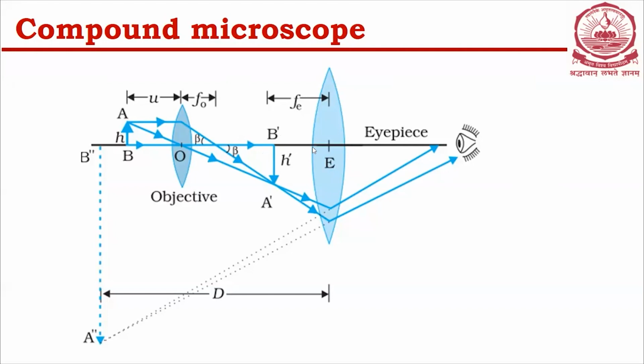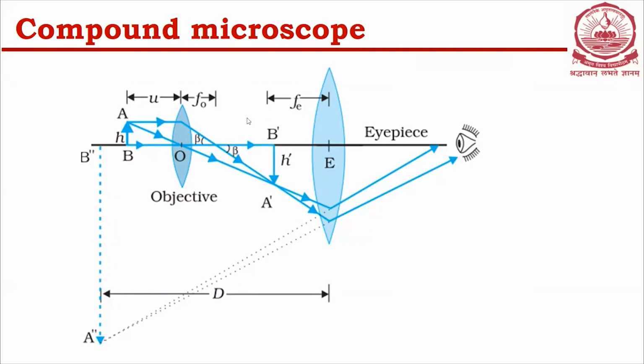The only thing is you have to find out the magnification of the eyepiece and the magnification of the objective. The total magnification is nothing but the magnification of the objective multiplied by the magnification of the eyepiece. And you can see here that the focal length of the eyepiece is very short, shorter than the focal length of the objective lens.